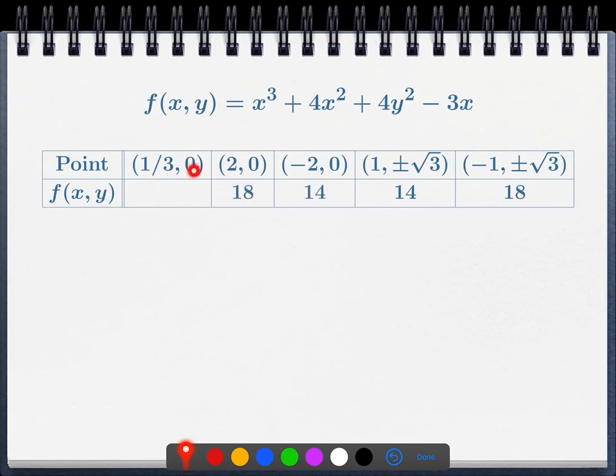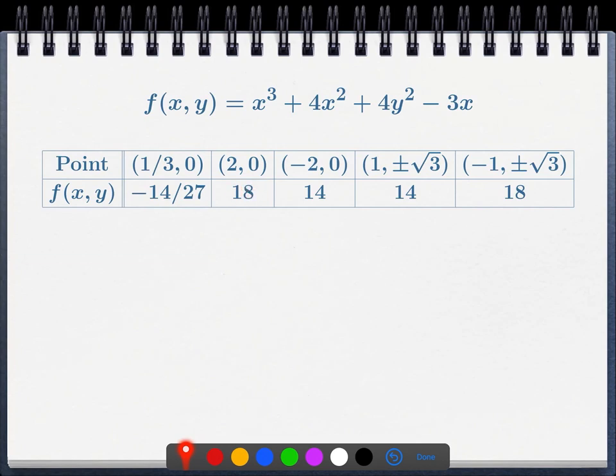So we need to plug in 1/3, 0. So this will be 0. We have 1 over 27. We have 4 over 9, which is 12 over 27. So the 1 over 27 and 12 over 27 gives me 13 over 27. And then when I plug in 1/3 here, this will be minus 1. So we have 13 over 27 minus 1. And 13 over 27 minus 1 is minus 14 over 27. So that gives me the value there. And that's an important value to have because that's clearly the minimum value here. So that's the minimum value at 1/3, 0.